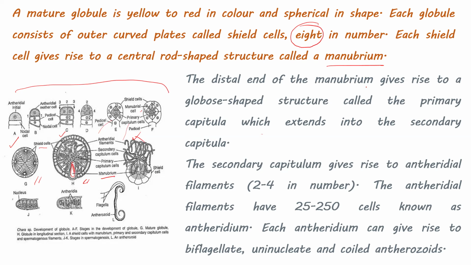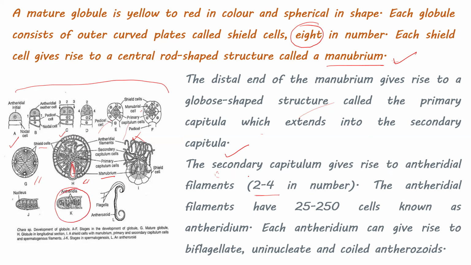Okay. The distal end of the manubrium gives rise to a globose-shaped structure called the primary capitulum, which extends into the secondary capitula. Now see, if there are fewer marks in the question, don't write in much detail, write till here. But if it carries more marks, then you'll have to write all these things. Clear? The secondary capitulum, what is it doing? It is giving rise to antheridial filaments. The antheridial filaments are 2 to 4 in number.